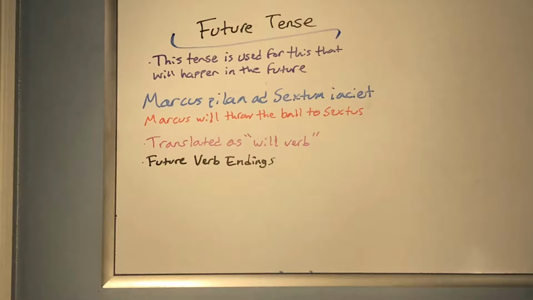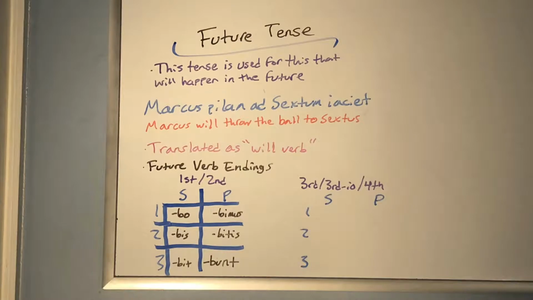There are two different types of future verb endings. So, there's ones for the first and second conjugations, and the ones for the third, IO, and fourth conjugations. So, first and second conjugations, these are a lot more fun. It is bo, bis, bit, bimus, bitis, bunt. I'll say that again. For first singular, it's bo. For second singular, it's bis. For third singular, it's bit. First plural, it's bimus. Second plural, it's bitis. Third plural, it's bunt. As we see there in third plural again, you have that unt, similar to how we saw in the third, IO, and fourth, where we had that unt in the third person plural.